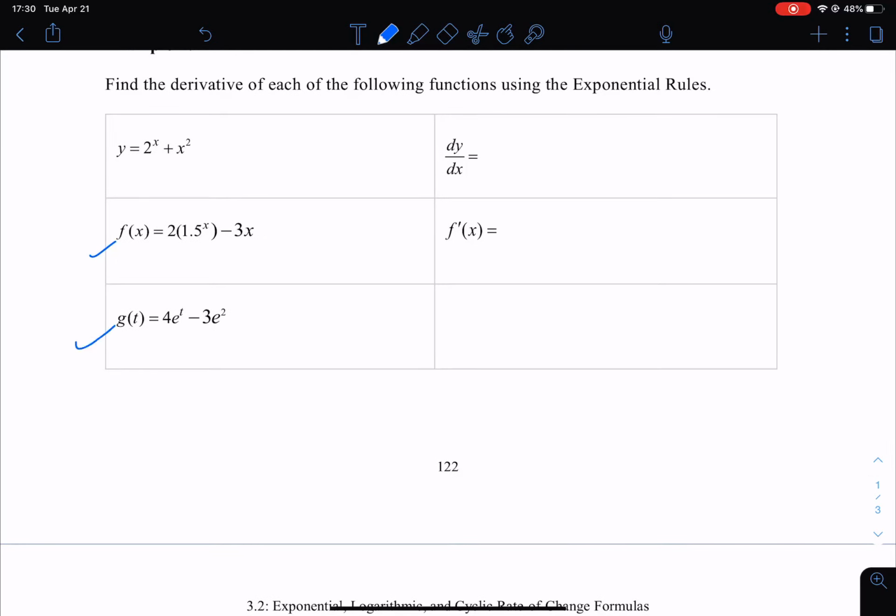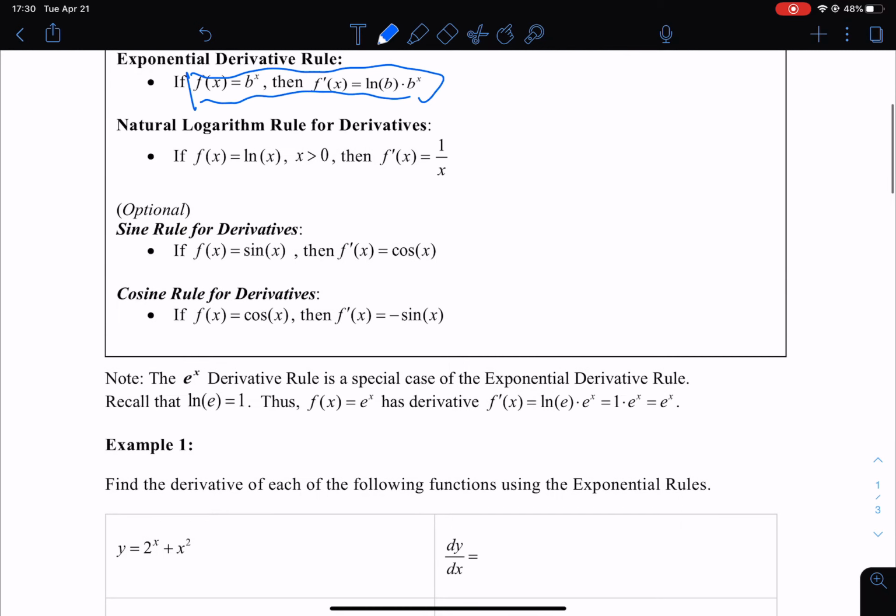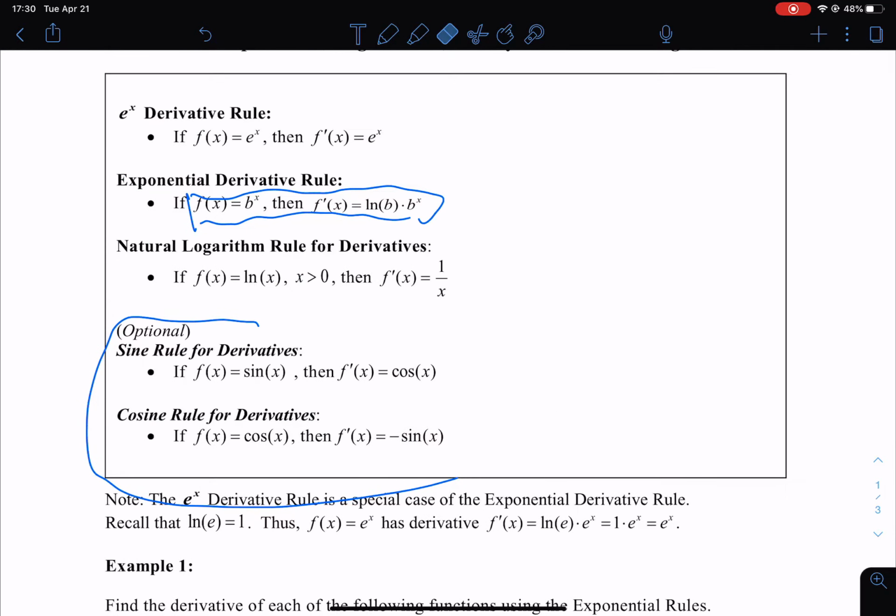This one and that one. All right, for the first one, and this is about the optional parts. So that means this one will not be on the test, on the final exam, but this is also an important one. F of x equals sine of x, then the derivative is cosine of x.